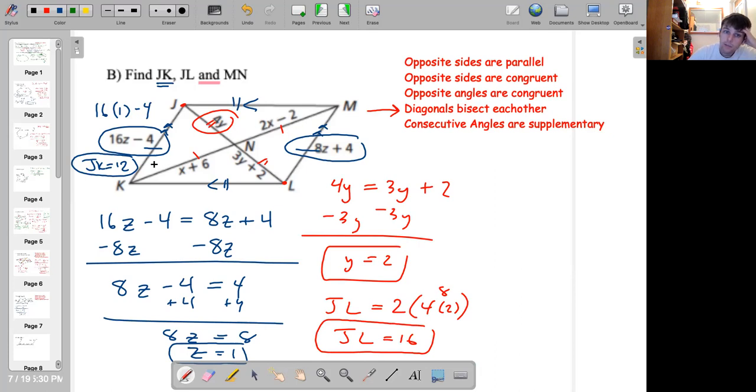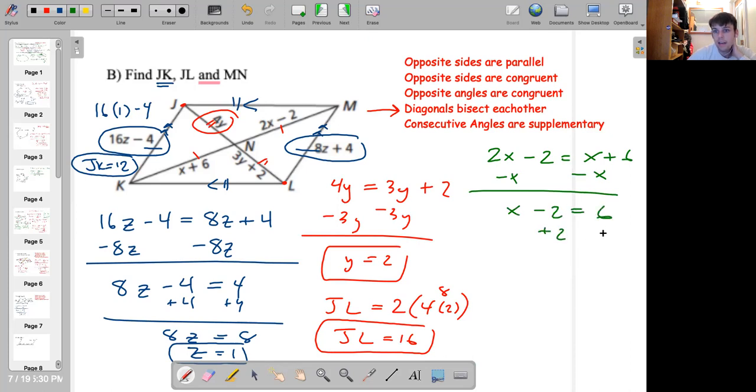All right, and then the last one, we need to find MN, so we need to know the value of x. We know these two pieces are equal, the halves of the diagonal, so 2x minus 2 equals x plus 6. Let's subtract x on both sides. That is going to give us x minus 2 equals 6. Add 2, and we get x equals 8. Great. x equals 8, and from there, we want to find MN.